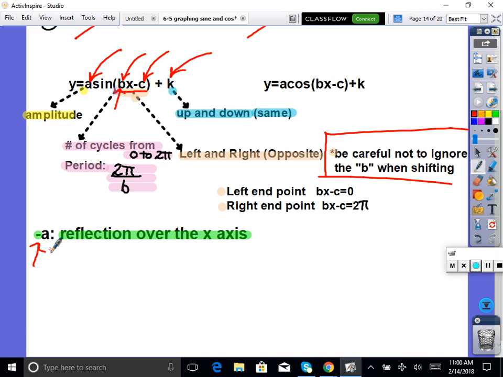Okay, when you've got these down, we'll just start practicing these. They're actually not as hard as you might think, especially because a lot of times we just use the tactic of using a parent function and applying the shifts. So it's pretty basic. Okay, here we go.